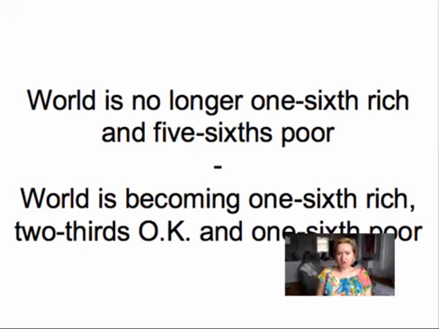Okay, so let's now talk about these disparities in the world that are causing conflicts and migrations, and something that we as a field have to be concerned with. So if we talk about it in today's terms, the world is no longer 1/6 rich and 5/6 poor. The world is becoming 1/6 rich, 2/3 okay, and 1/6 poor.